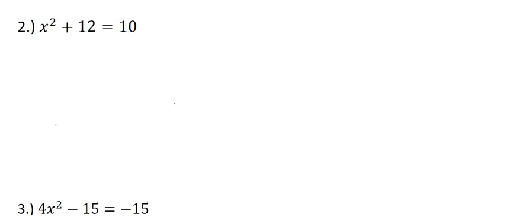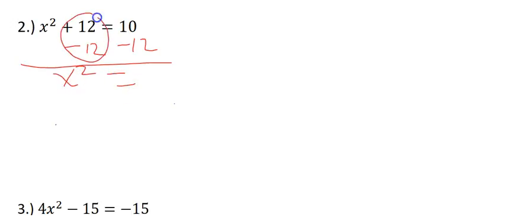So here, again, we solve for x squared. We're going to get x squared by itself. We're going to subtract 12 from both sides. So x squared equals 10 minus 12, which is -2. All right, so x is going to be equal to positive or negative square root of -2.